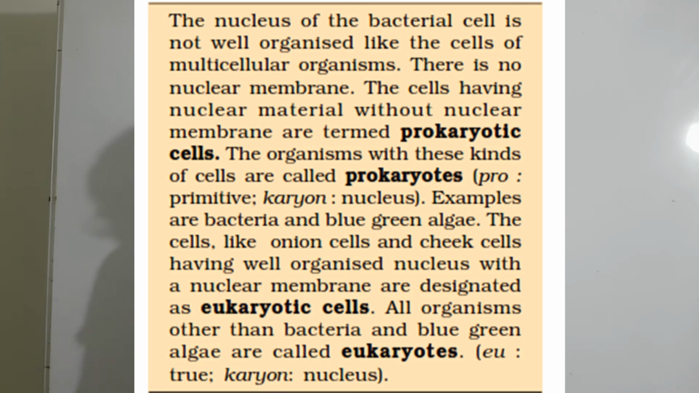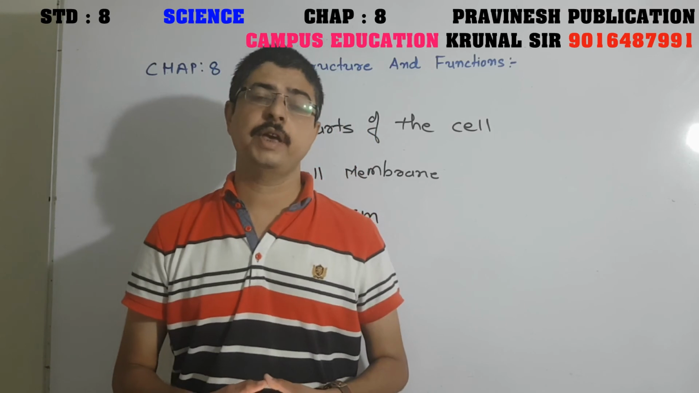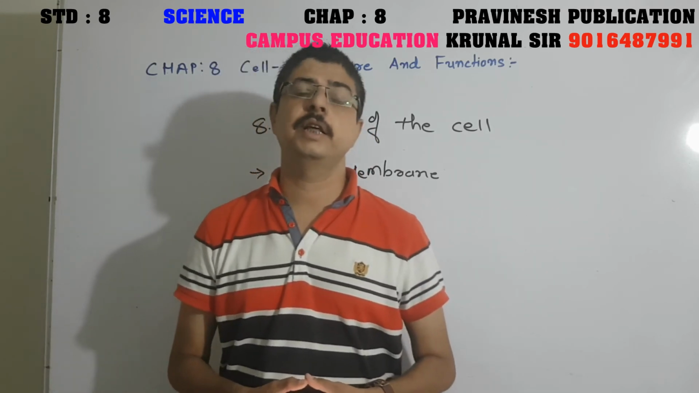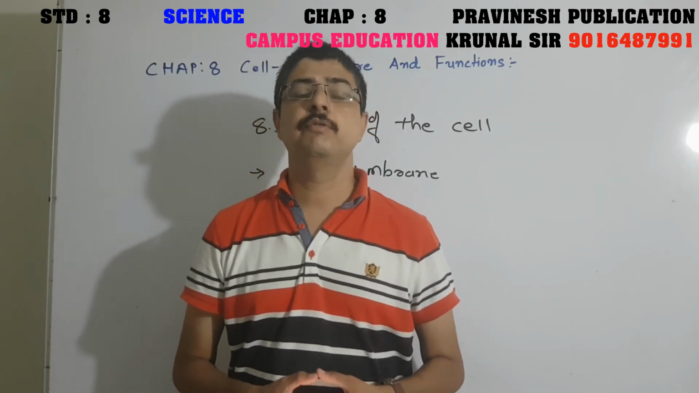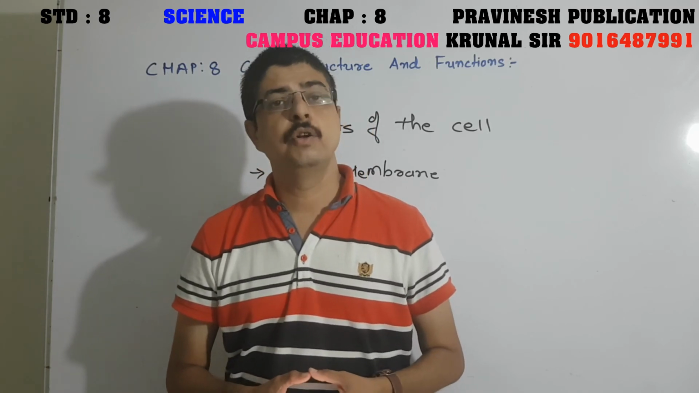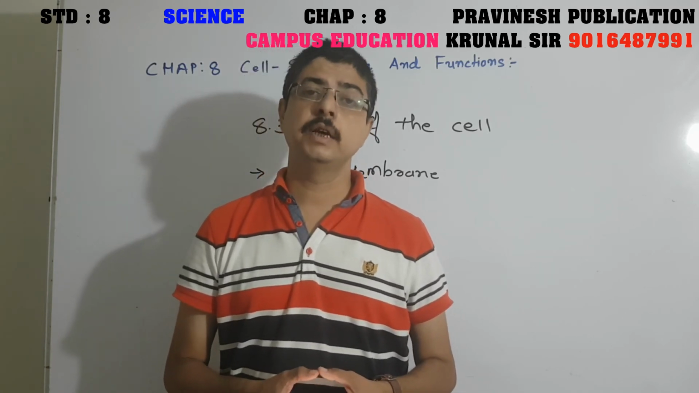The cells like onion cells and cheek cells, having an organized nucleus with a nuclear membrane, are designated as eukaryotic cells. All organisms other than bacteria and blue-green algae are called eukaryotes. Eu, that is true, and karyon, that is nucleus. Here friends, we have two words, prokaryotes and eukaryotes. Prokaryotes are the cells which have no nuclear membrane, so they are known as prokaryotes. They have a single chromosome.